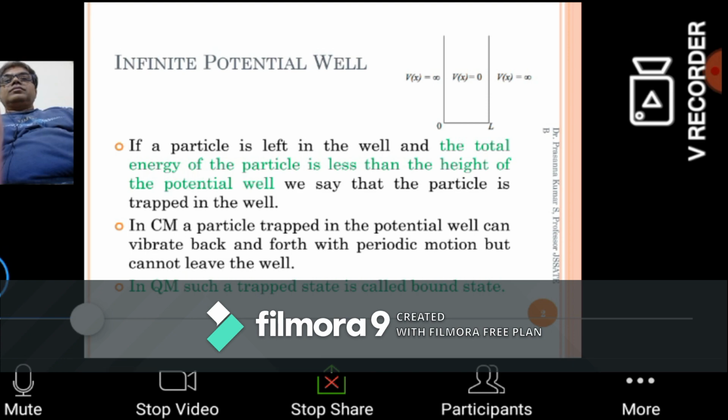And when the particle is within the well, what happens? The particle within the well has certain total energy, imagine, whose energy is not sufficient to come outside of the potential, isn't it? If the particle is trapped in a well, what do you mean by trapped? It means it won't have sufficient energy to get out.